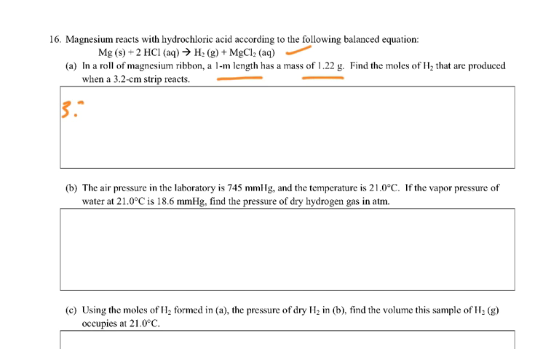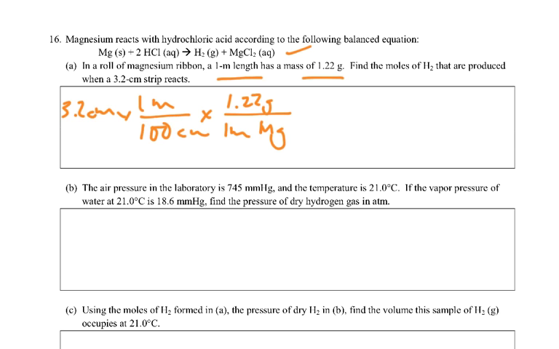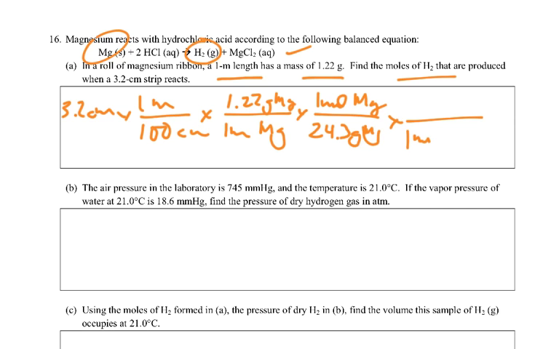Okay, so we have a 3.2 centimeter strip of magnesium. We know that 100 centimeters is 1 meter of anything, and that a meter of magnesium weighs 1.22 grams, that's grams of magnesium. Using the periodic table, we know it's 24.3 grams of magnesium for 1 mole of magnesium, and we're trying to find moles of hydrogen. So from our balanced equation, 1 mole of magnesium is 1 mole of hydrogen gas. So our final answer is, okay, 0.0016. I have 0.001606, so I'm going to call that 0.00161 moles.